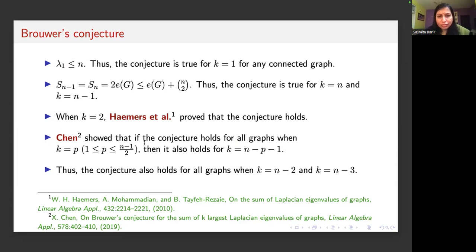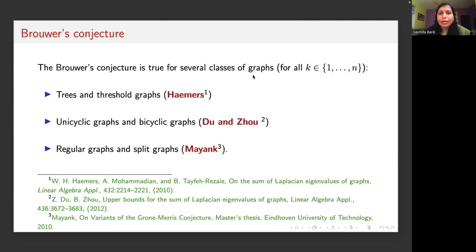So using this one, because it's true for n minus 1, n, 1 and 2, we can say that it's true for n minus 2 and n minus 3. So up to this, it has been done in terms of the k value, but it has also been proved in many classes. Like for trees, the conjecture holds. That has been proved by Haemers. And for threshold graphs, the conjecture is true. That is also proved by Haemers.